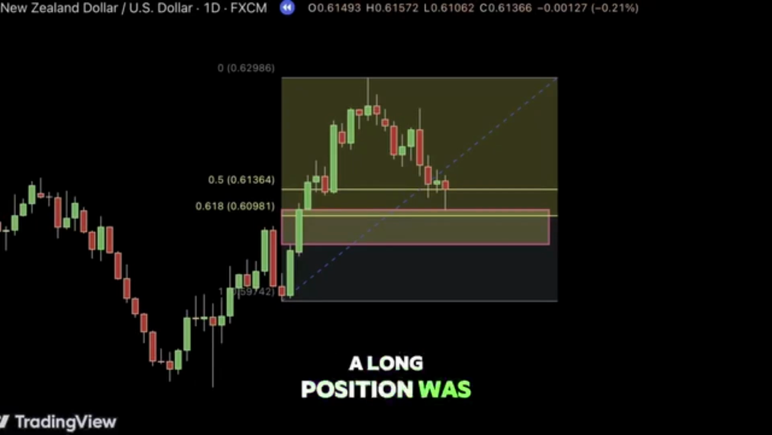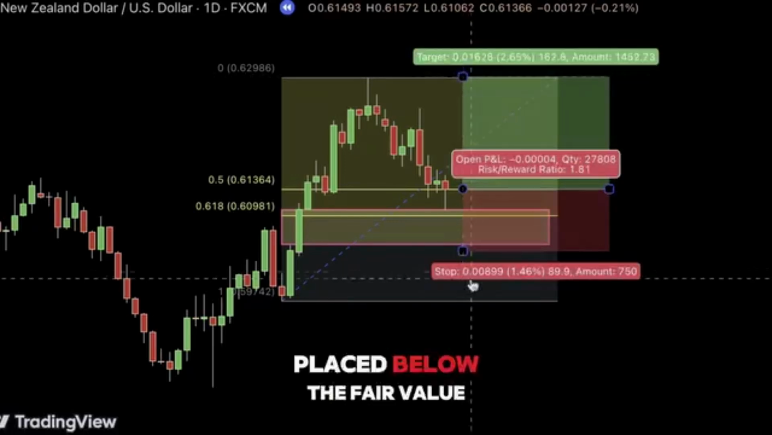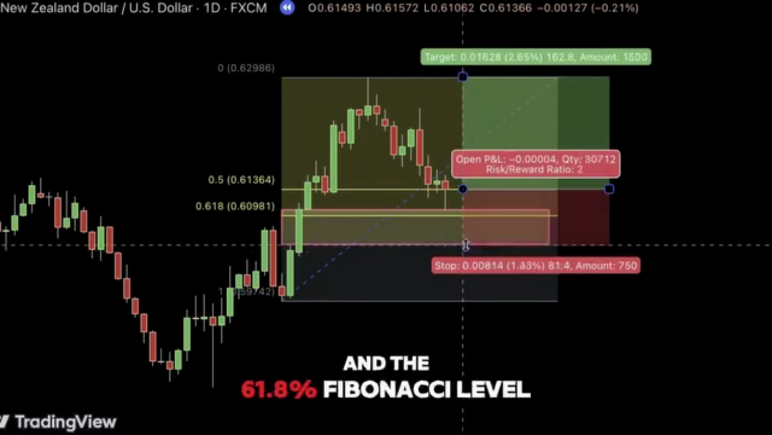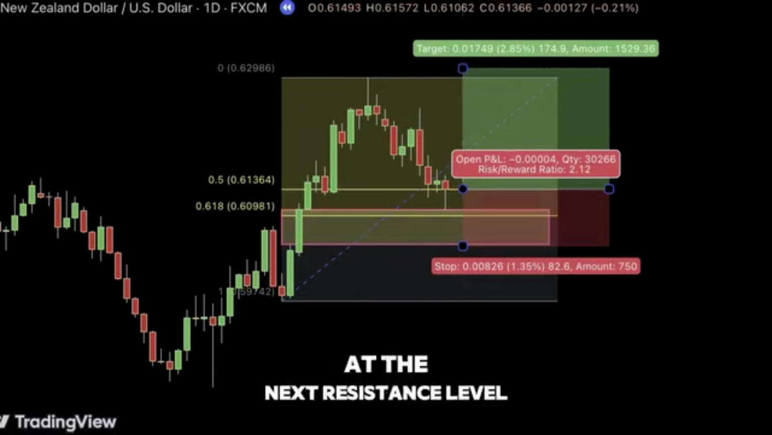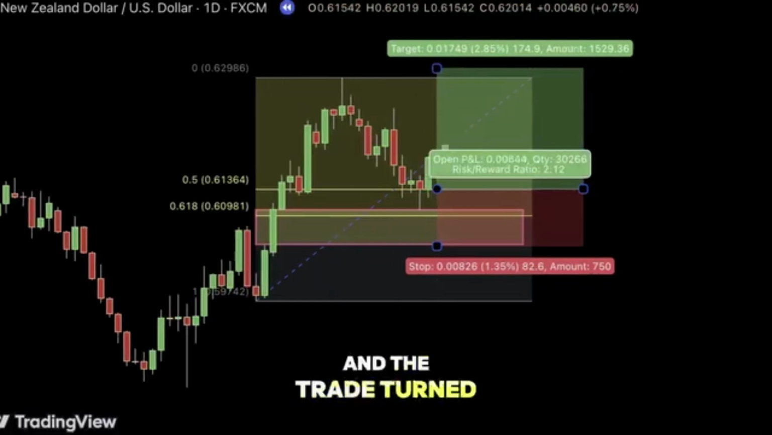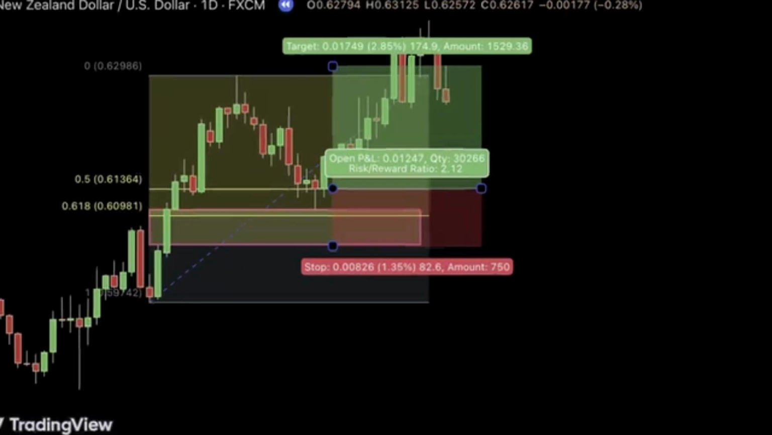A long position was then taken at the close of the rejection candle, with the stop loss placed below the fair value gap zone and the 61.8% Fibonacci level for added security. The take profit target was set at the next resistance level, and the trade turned out to be profitable as the price bounced off this confluence area.